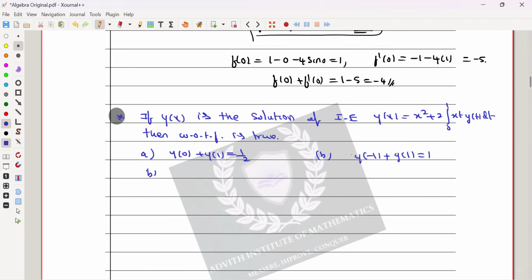This is also a Part C question, and I have no idea. y of 0 plus y dash of 1 equal to 3 by 2. Option D, y dash of minus 1 plus y dash of 1 equal to 3.